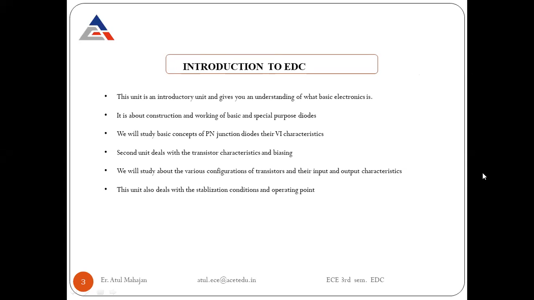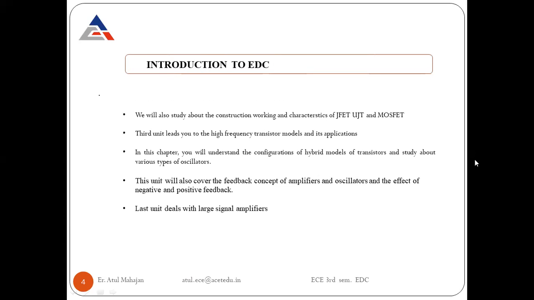Plus, it will also be dealing with the construction and working of JFET, UJT, and MOSFET. Now, what are JFET, UJT, and MOSFET? JFET is a junction field effect transistor, which is a kind of transistor having three terminals, that is gate, drain, and source, and it deals mainly with these three terminals of the transistor. So it is known as a junction field effect transistor.